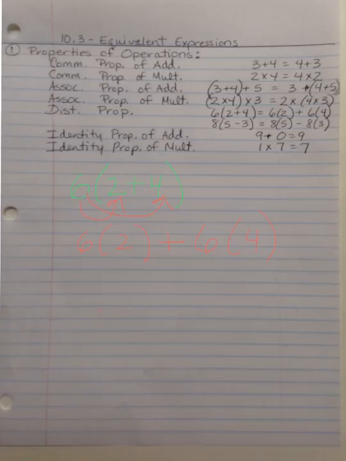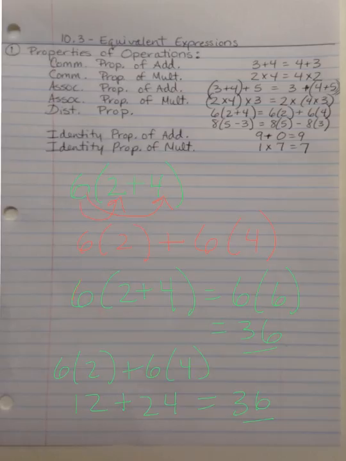And you can test that out because you can say 6 times 2 plus 4 equals 6 times 6, which gives you 36. And then 6 times 2 plus 6 times 4 gives you 12 plus 24, which will also give you 36. And these are equal. The same thing applies if you are subtracting. So you can have 8 times 5 minus 3 in parentheses, and that will be the same thing as if you distribute your problem separately and say 8 times 5 minus 8 times 3.